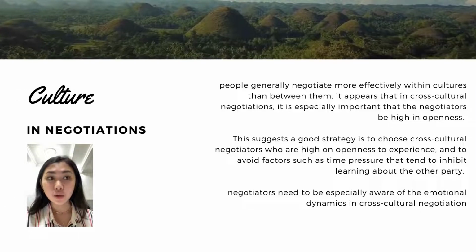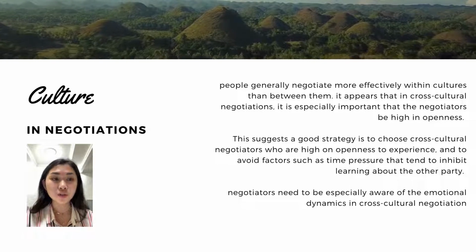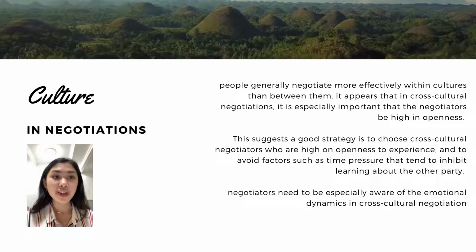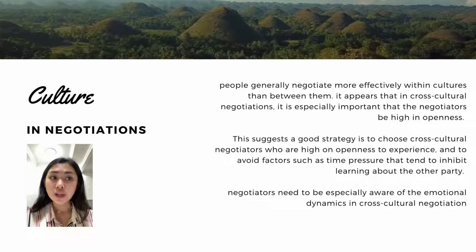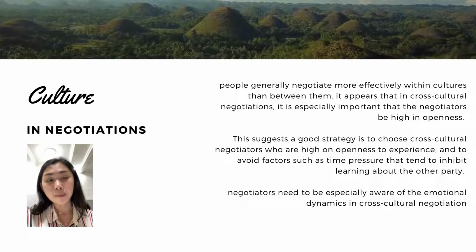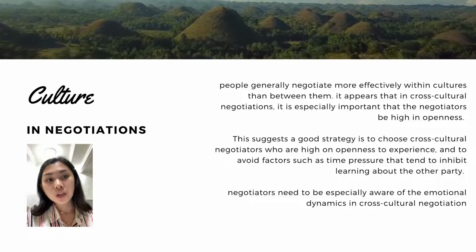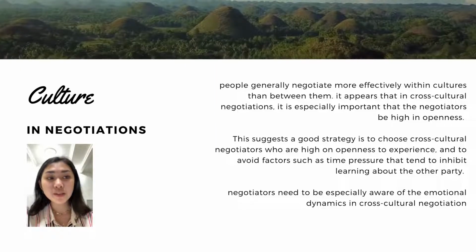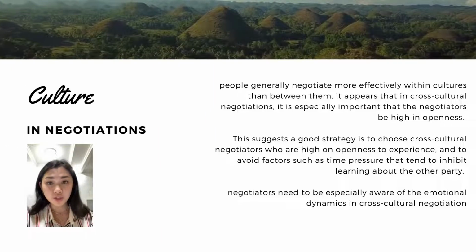So this suggests a good strategy is to choose cross-cultural negotiators who are high on openness to experience and to avoid factors such as time pressure that tend to inhibit learning about the other party. So negotiators then need to be especially aware of the emotional dynamics in cross-cultural negotiation.